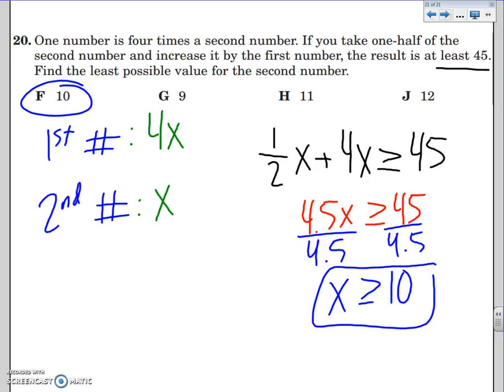Alright, that's the test review. Hopefully you understood it. If you have any questions, make sure you ask in class. If you understand all of these, you should be able to ace the test.